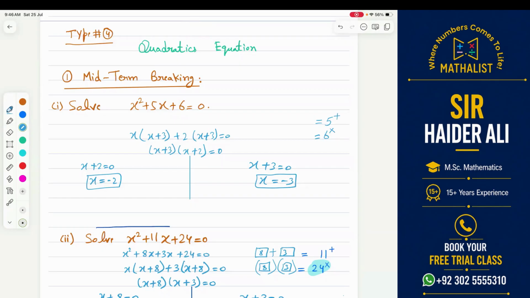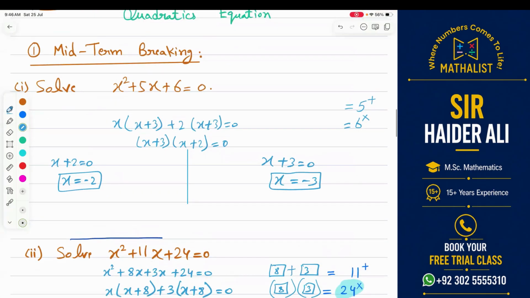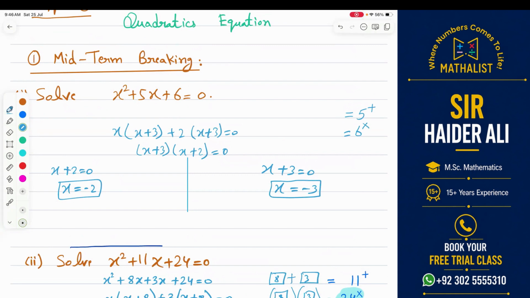Okay. So if you add two numbers, the answer is 5. And if you multiply two numbers, the answer should be 6. Try to find those two numbers. If you add the numbers, the answer is 5. And if you multiply those two numbers, the answer will be 6. Definitely 6 comes on the 6 table. But when you add, it is not 5. So these numbers are not acceptable.